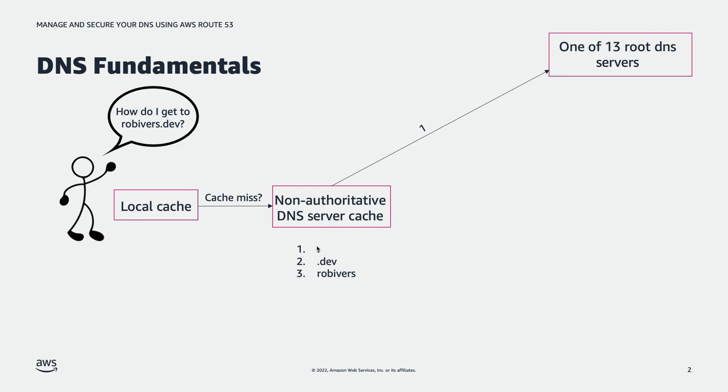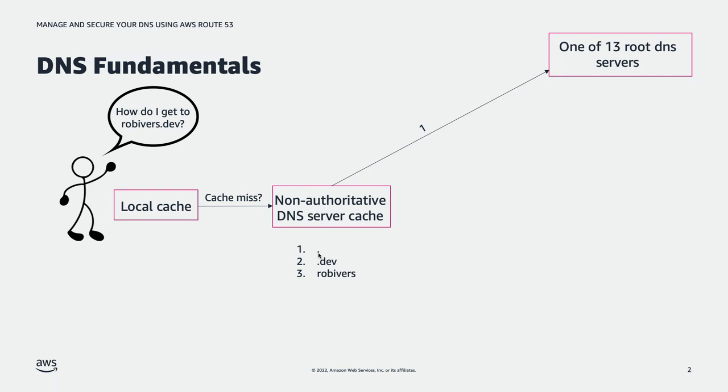So the non-authoritative DNS server will do a recursive lookup. It will see whether it has something for robbieverse.dev in its cache. If it doesn't, it will look for: do I have something for .dev in my cache? Also not the case. It will look for the dot: do I have the root domain servers in my cache? It also doesn't. So in this case, we start from a complete scratch DNS server, which in a typical world is not the case. But let's do that for now.